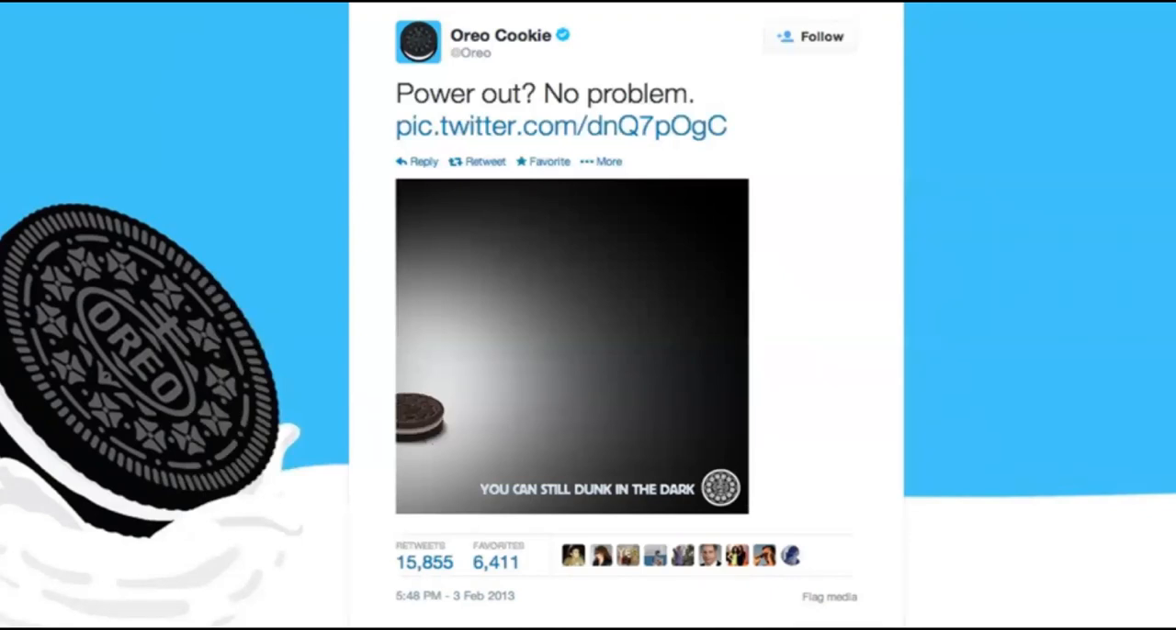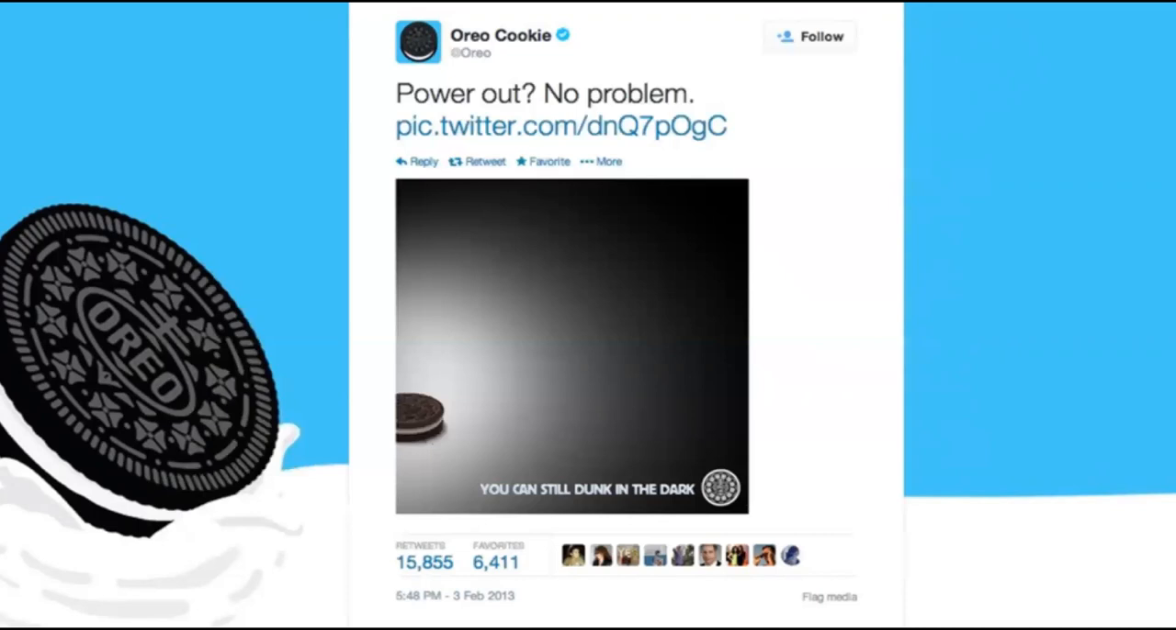So going back to our fly fishing example, the three things you need to do, you need to have the right content, the right message for the right people on the right platform, and they really succeeded with that.